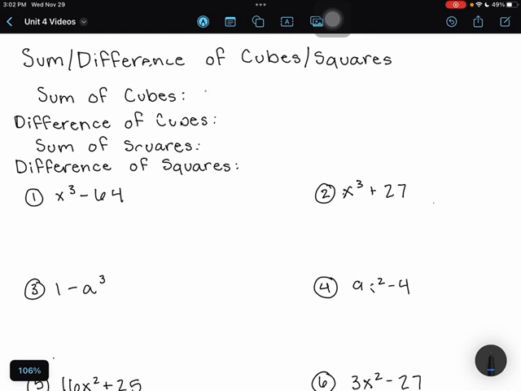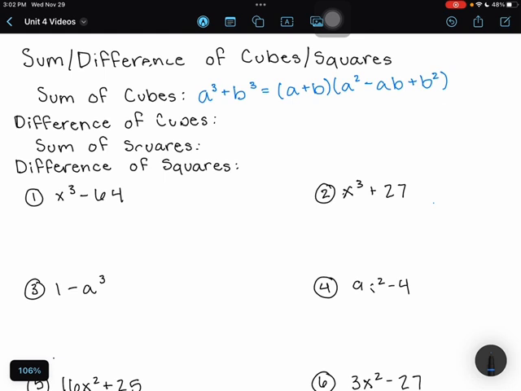So for our sum of cubes formula, it would look something like this when we would use it, when we have two terms that are being added and both of them are perfect cubes. So that means when we raise a number to the third power or multiply it by itself 3 times, that's what makes it a cube. And this breaks down to being a plus b times a squared minus ab plus b squared.